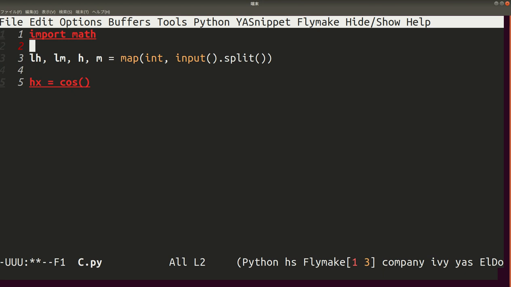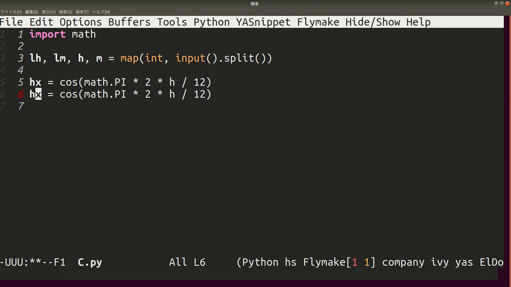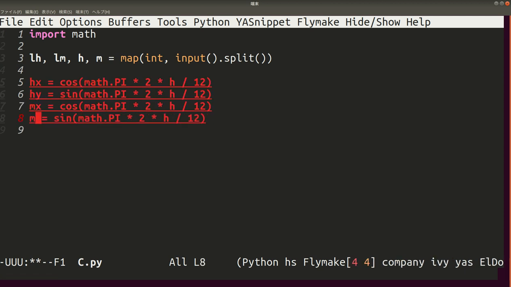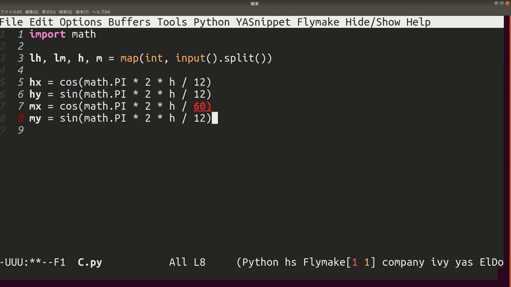Do we have pi? Not pi. Okay, I have it. Pi times 2 times hour divided by 12. And same thing, hy is sine. Next, minutes. This is not 12, this is 60. And this is not hour, this is minute.